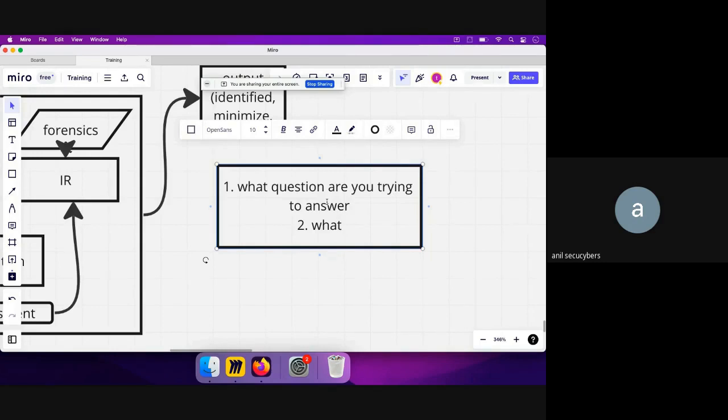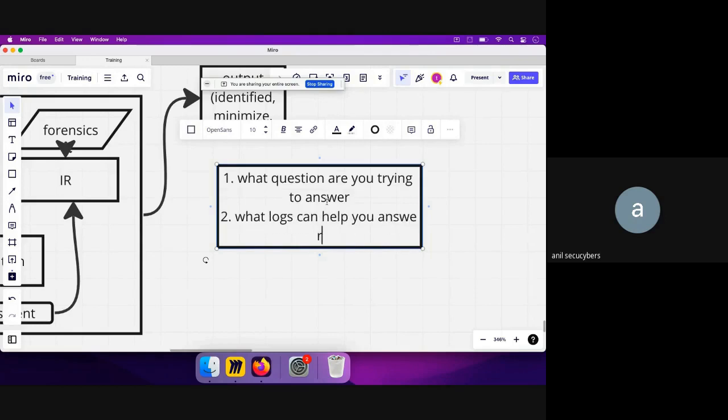The next thing you have to do, once you have that question in mind, is figure out what logs can help you answer that question. As you might recall, there are thousands and thousands of different kinds of logs in the Windows system. You can't check all the logs, and it is also not necessary. Since you know that it is related to website surfing, you need to only look at those logs which are related to website surfing.